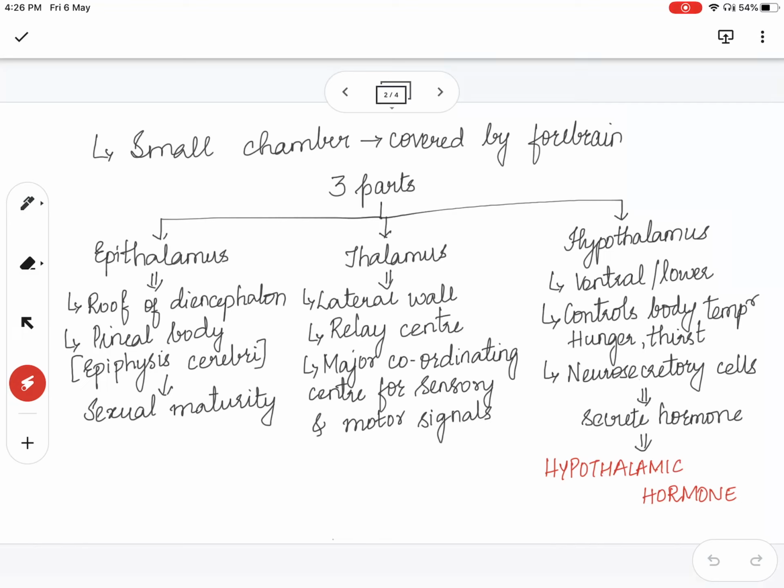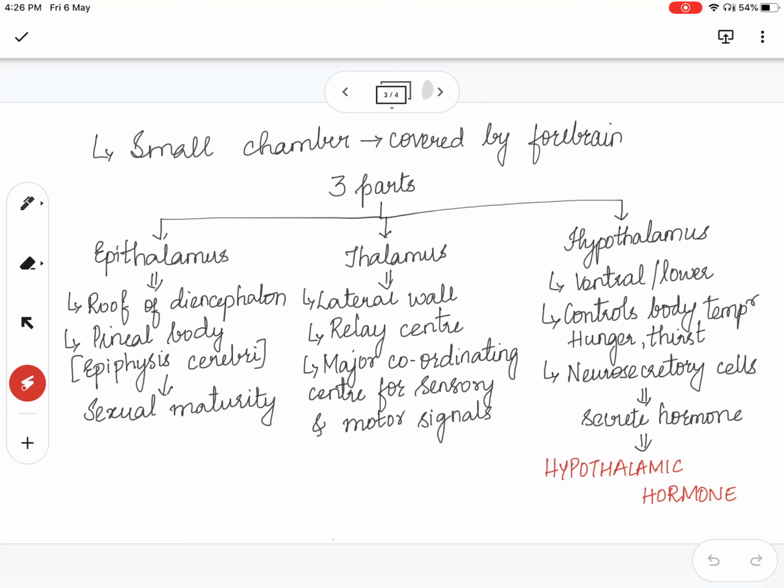Okay, now the hypothalamus contains several groups of neurosecretory cells. Now what do these neurosecretory cells do? They secrete hormones. What is the name of the hormone called? Since it is concerned with the hypothalamus, you're going to call it hypothalamic hormone. It contains several groups of neurosecretory cells which secrete hormones, and you call them hypothalamic hormones.